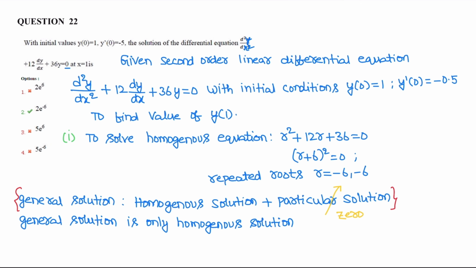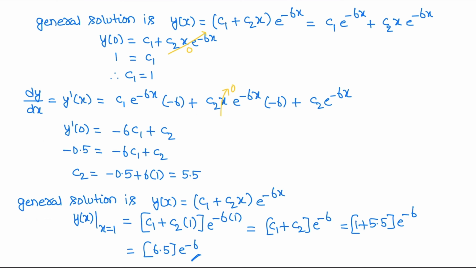So for d square y by dx square plus 12 dy by dx plus 36y, we need to calculate the roots, and the roots are repeated here. Our root is minus 6. For repeated roots, the complementary solution is y is equal to c1 plus c2x into e power minus 6x. That is c1 e power minus 6x plus c2x e power minus 6x. So this is the general solution.